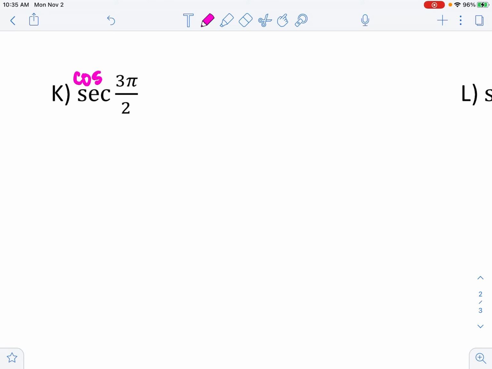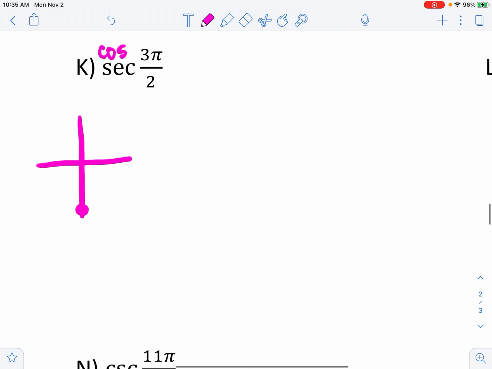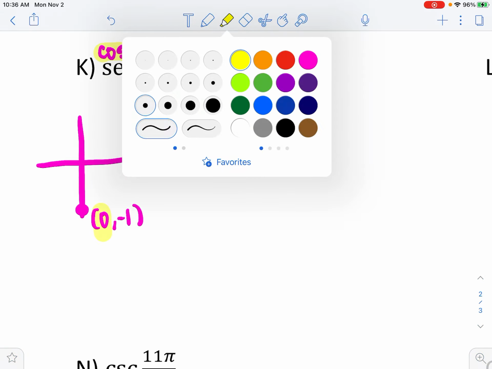Secant I don't have memorized, so pretend it says cosine. Then I say, okay, I need to know where 3 pi over 2 is. What quadrant is it in? Oh, it's over 2. It's not in a quadrant, it is a quadrantal. So where is 3 pi over 2? 3 pi over 2 is down here. It is the ordered pair over 0, down 1.